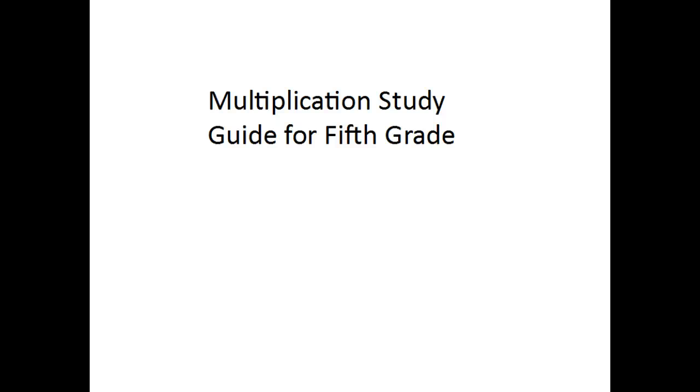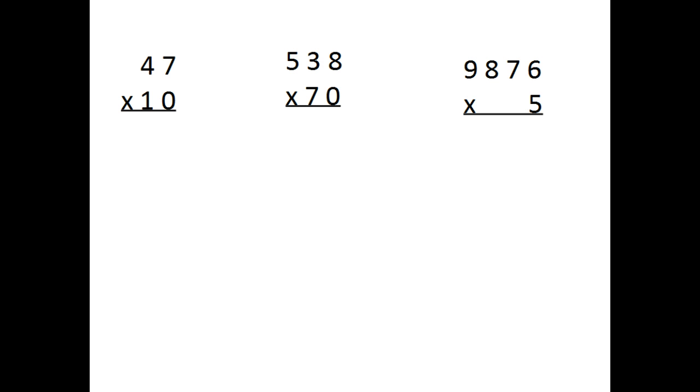This is the study guide answers for the multiplication unit. 47 times 10: when I multiply by 10, write down the other number, put a 0 at the end. 538 times 70: marking out my 0, bring it down, and do what's left.